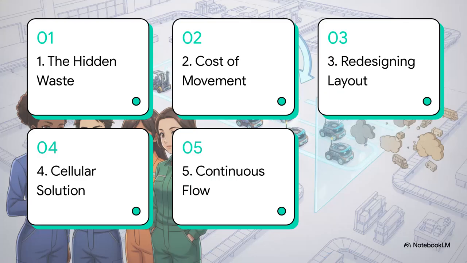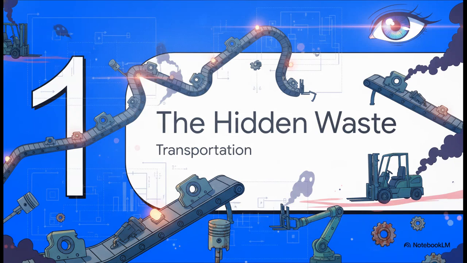Let's find out. Lean manufacturing is a massive topic, but today we're putting on blinders to maximize our focus. We're going to cover: 1. The hidden waste, transportation. 2. The true cost of movement. 3. Redesigning the plant layout. 4. The cellular manufacturing solution. And 5. Flowcharts and continuous flow. So by the end of this, you'll have concrete layout solutions you can use to immediately fix inefficiencies on your floor.